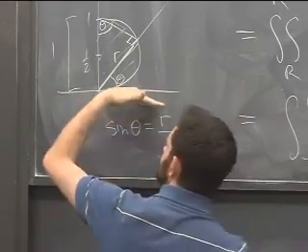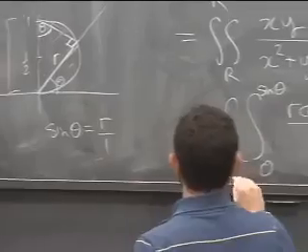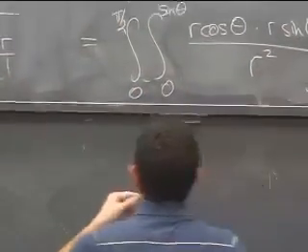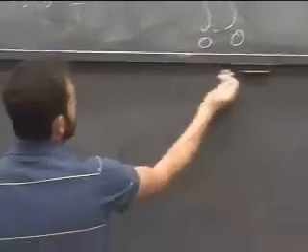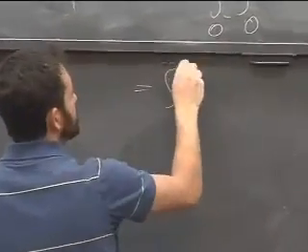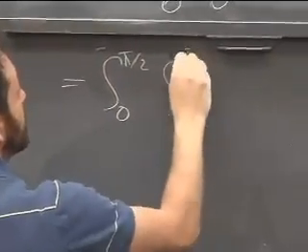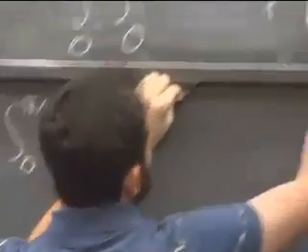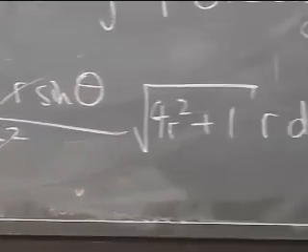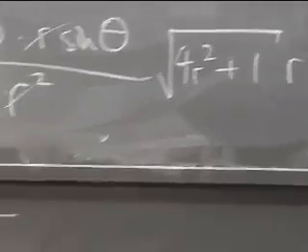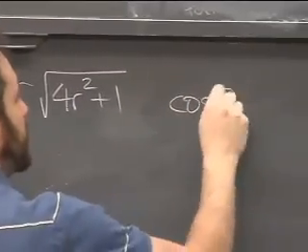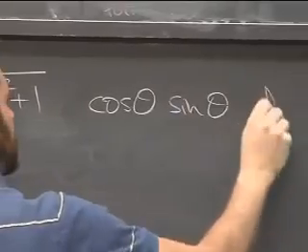And which thetas do we need? 0 up to pi over 2. We only need half that. Ugh, what a pain. Let's work out what we've got here. We've got 0 to pi over 2, 0 to sine theta. How many r's have we got? These cancel out. And you just have r root 4r squared plus 1. And then you're going to have left over a cosine theta, sine theta, d theta.